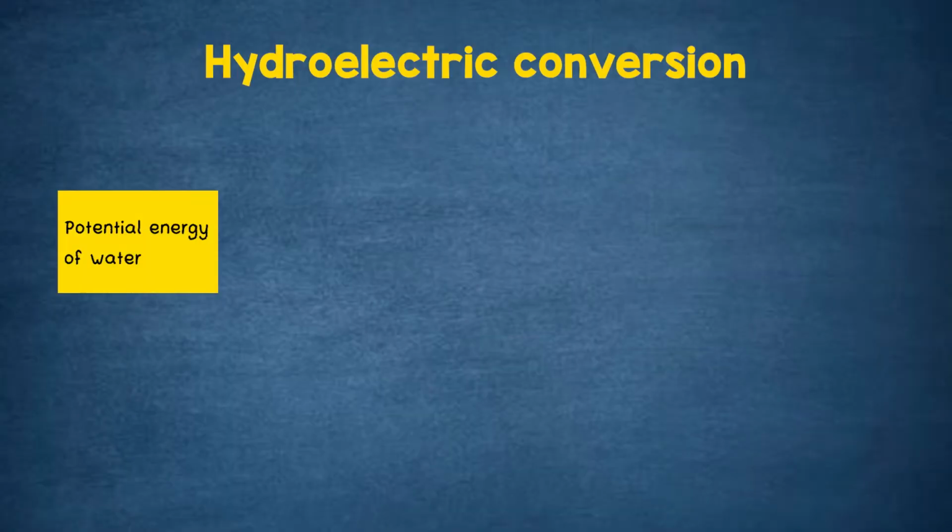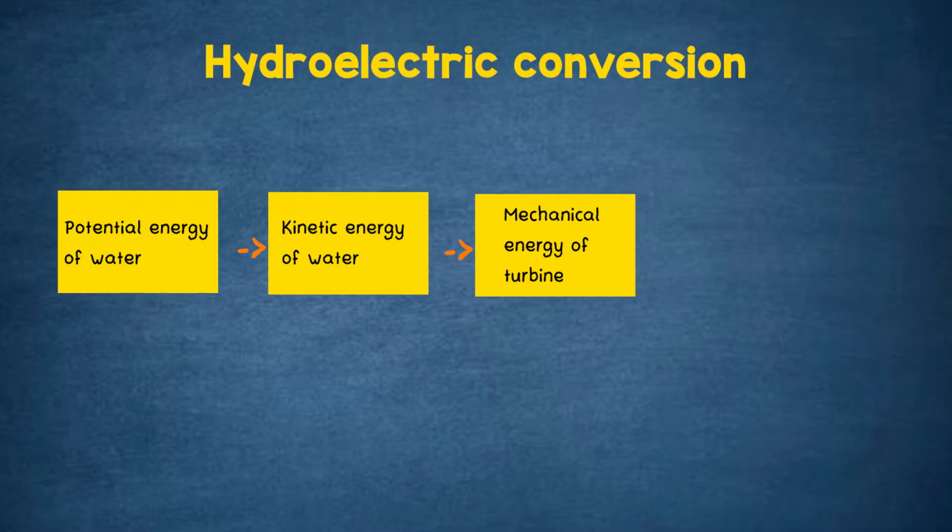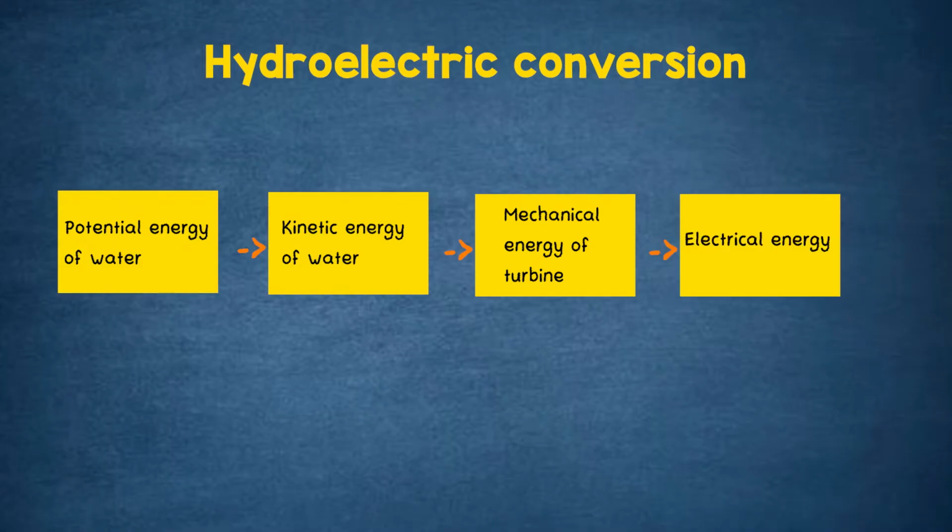We first have the potential energy of water, which is a stored energy found in the dam. When we allow the water to flow, that potential energy is being converted into kinetic energy. When that water turns the turbine, that kinetic energy is now being converted into mechanical energy. When that turbine starts to turn, that mechanical energy is now converted into electrical energy.